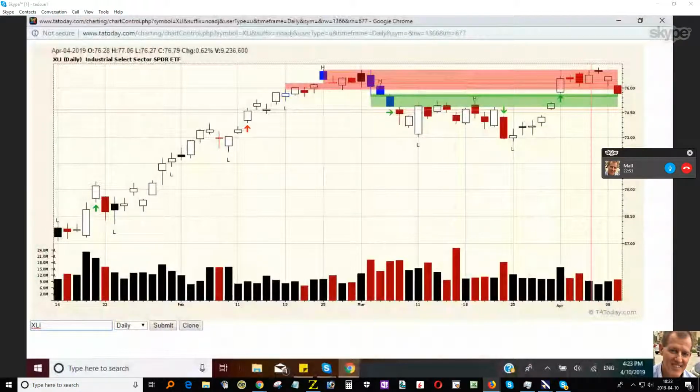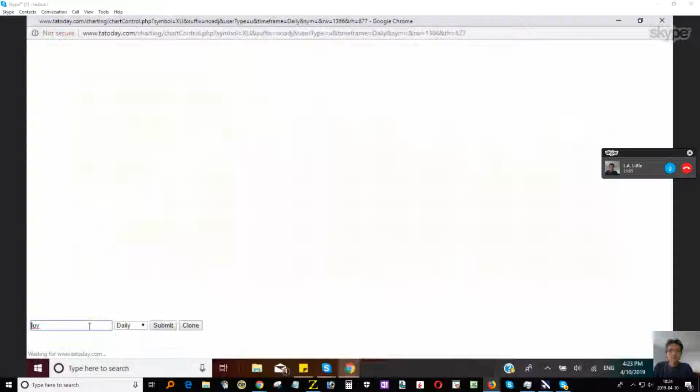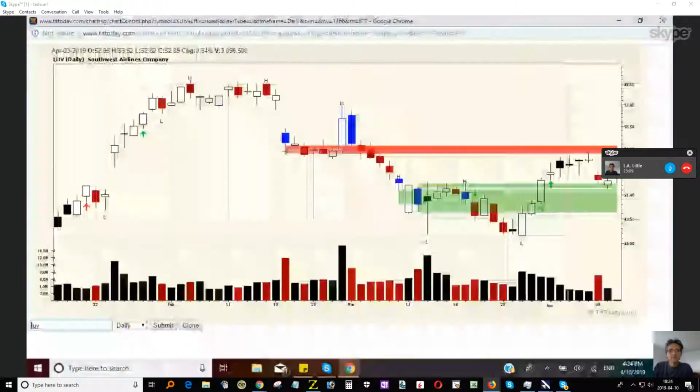Yep. Whatever happened with that other one, Patrick? I know we talked about that airline, LUV? What happened with that guy? That worked out. I remember we looked at this one. That one retraced back into the 50 area. Was it on the weekly or the daily we were looking at? I think that was the weekly.